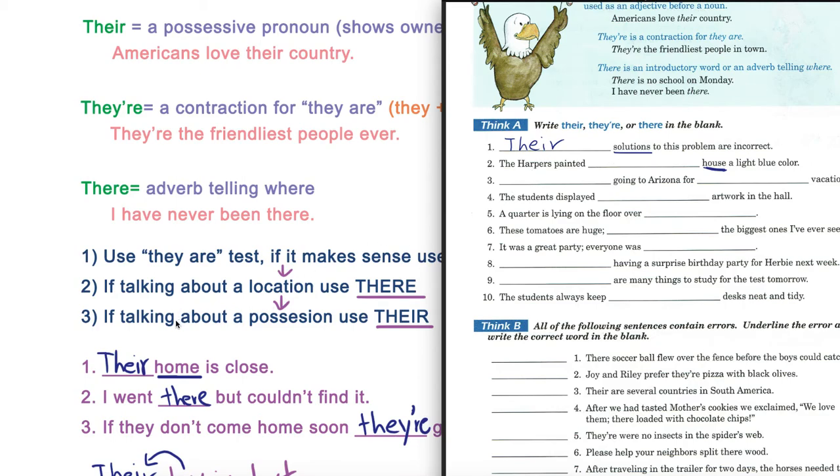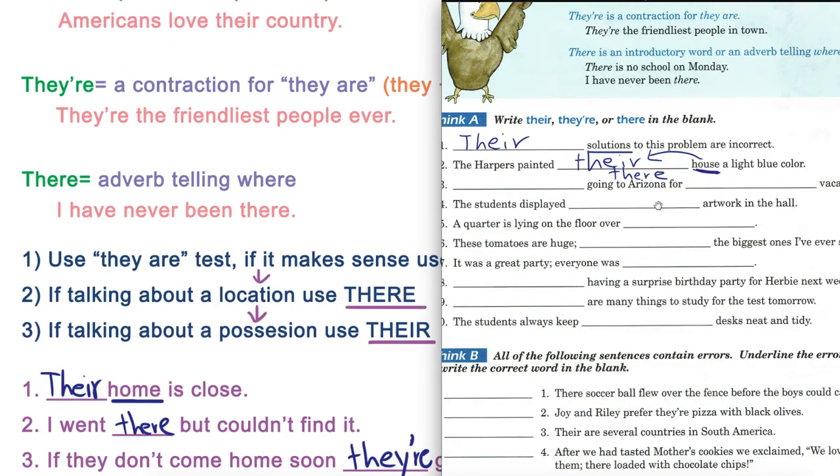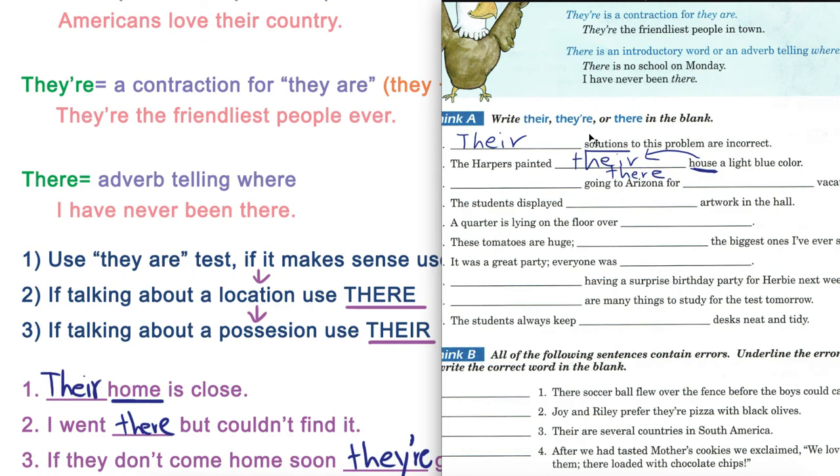Okay, so the third step, if talking about possession, use their. The Harpers painted their house a light blue color. Yeah, it's talking about whose house they painted. They painted their house. Okay. Yeah, I know this method is not perfect, but I definitely would use this form of their. If I wrote this there, that would mean they painted two different places. They painted there, like over there, and they painted their house, which doesn't really make sense, right?